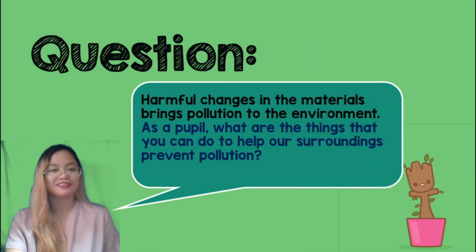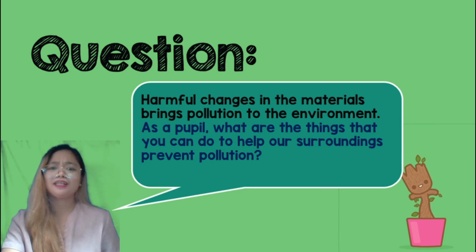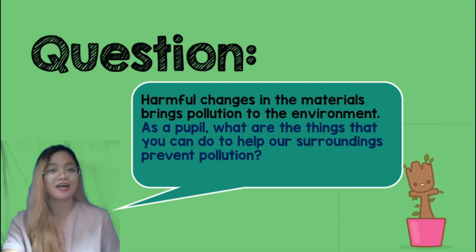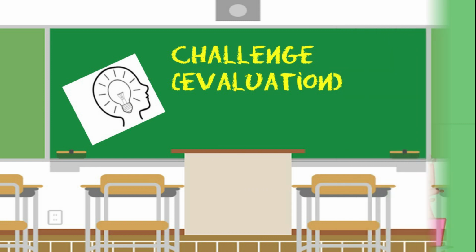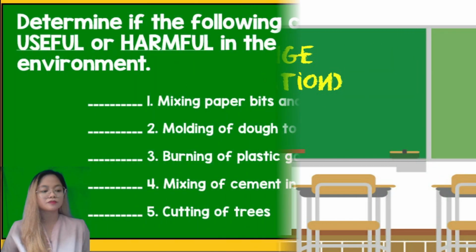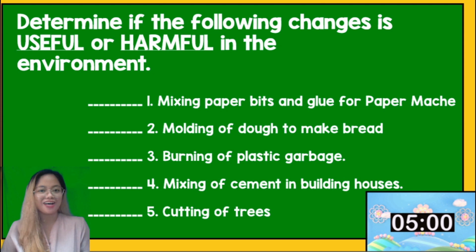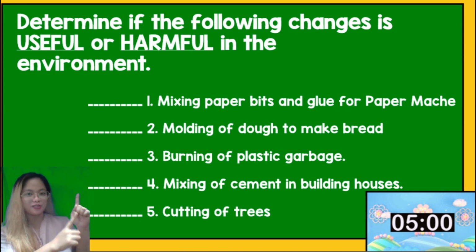Answer this question. Harmful changes in the materials brings pollution to the environment. As a pupil, what are the things that you can do to help our surroundings prevent pollution? I think you can now already determine if the changes in the materials is useful or harmful. So you are now ready to answer our challenge in our module.